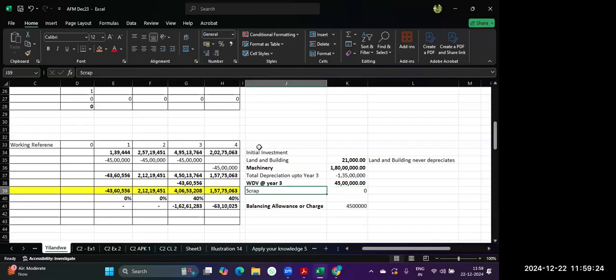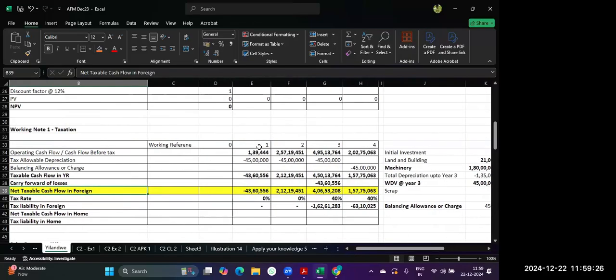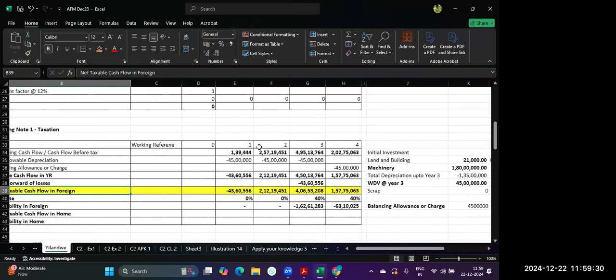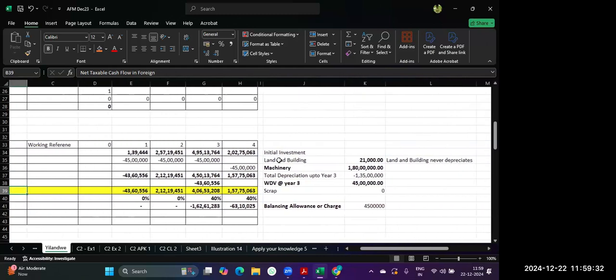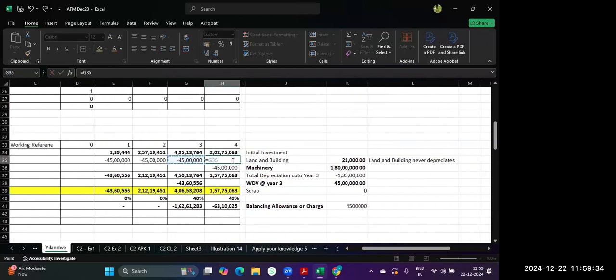Clear? But we would have used the machinery for the year 4, right? So depreciation should be included. See, you do this, you remove it from here. That's what I'm trying to say. Last year depreciation, you do it or you don't do it, it is by default factored. It's just a presentational issue. Got it?